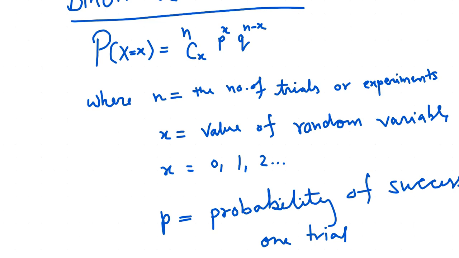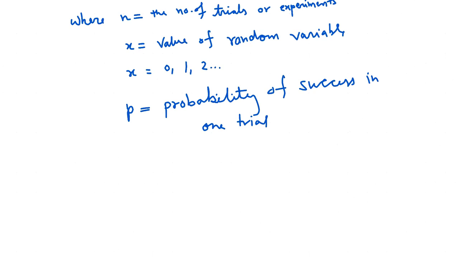Then small x will be 700. And the probability of success in one trial will be 1/2, because when we toss a coin once, the probability to get a hat is 1/2. Are you getting me? Yes, ma'am. And q is the probability of failure. Like if you want to find a hat, then the probability of getting a tail is the probability of failure.